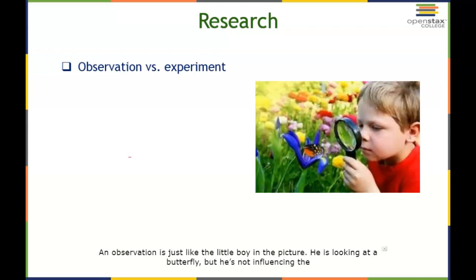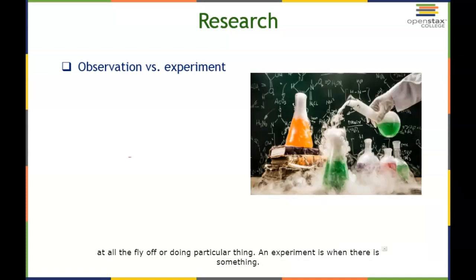An observation is just like the little boy in the picture. He is looking at the butterfly, but he's not influencing the butterfly at all. Better still if he was back a little bit further and not influencing the butterfly at all to fly off or do any particular thing. An experiment is when there is something influencing the situation.